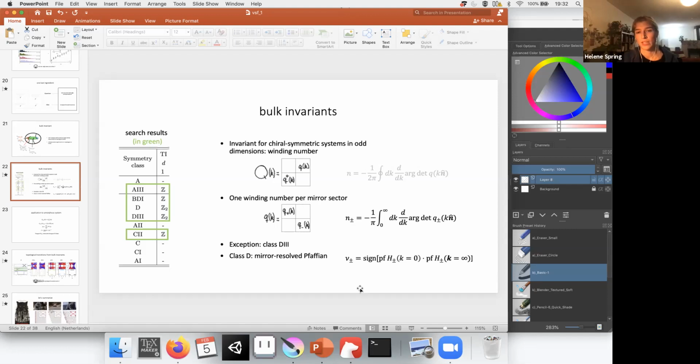And it all ends up working out by creating these mirror sectors that we then find a valid invariant for as well.